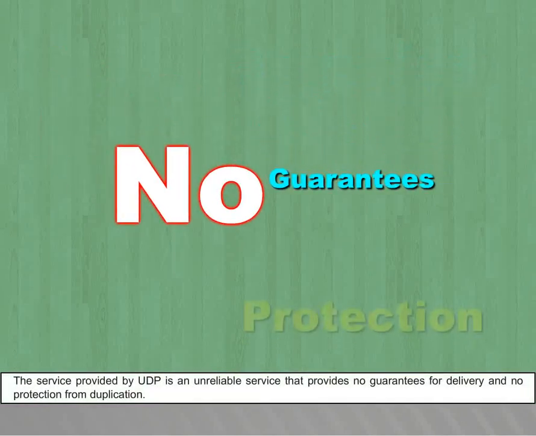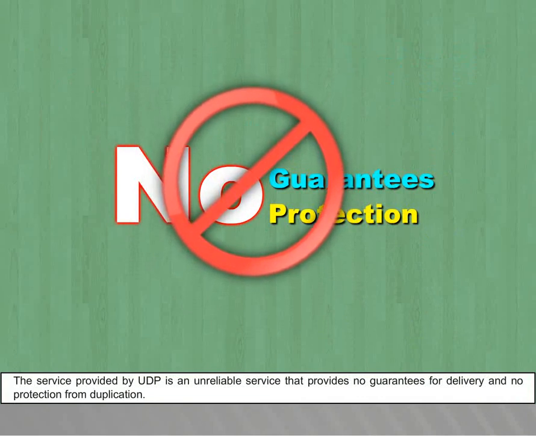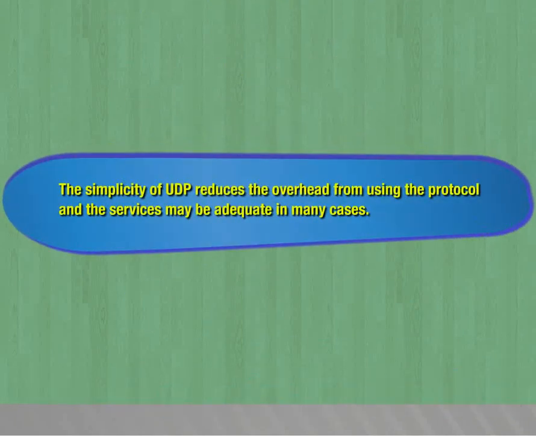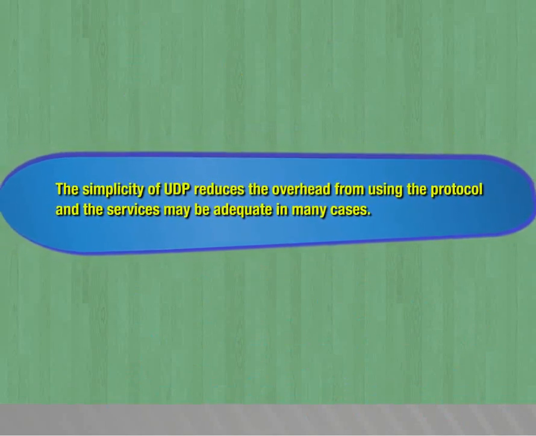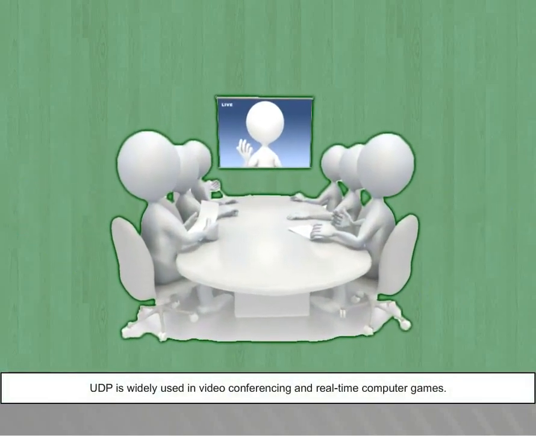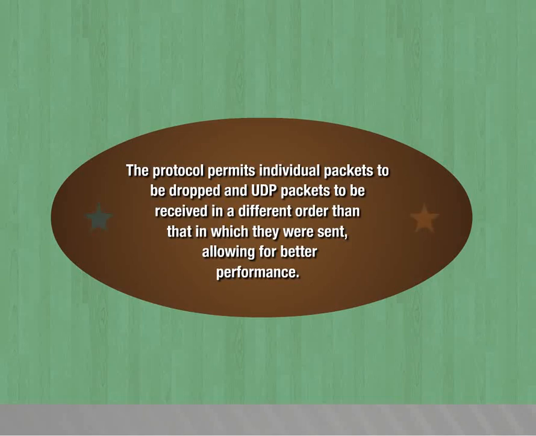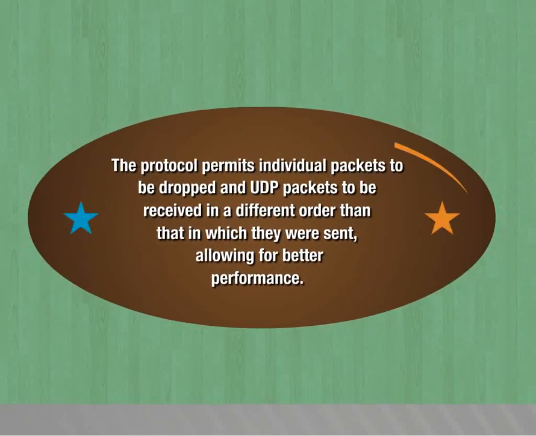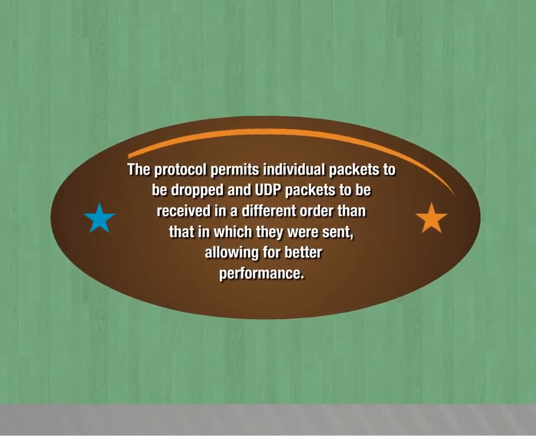The service provided by UDP is an unreliable service that provides no guarantees for delivery and no protection from duplication. The simplicity of UDP reduces the overhead from using the protocol, and the services may be adequate in many cases. UDP is widely used in video conferencing and real-time computer games. The protocol permits individual packets to be dropped and UDP packets to be received in a different order than that in which they were sent, allowing for better performance.